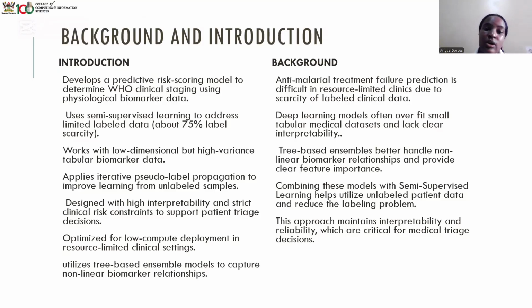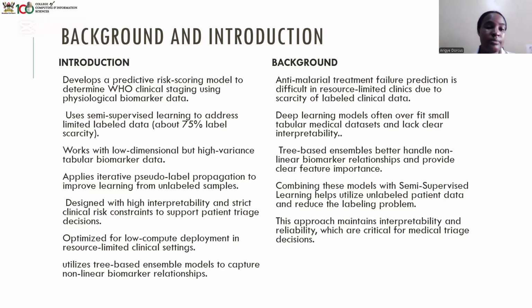A major challenge in this work was that nearly 75% of our dataset lacked labels. In other words, most patient records did not contain confirmed World Health Organization clinical stage information. Traditional supervised learning approaches struggle in such conditions because they depend heavily on fully labeled datasets. To address this challenge, we implemented semi-supervised learning using iterative pseudolabel propagation. This technique allows the model to learn from both labeled and unlabeled patient records, improving predictive performance even with limited annotated data.